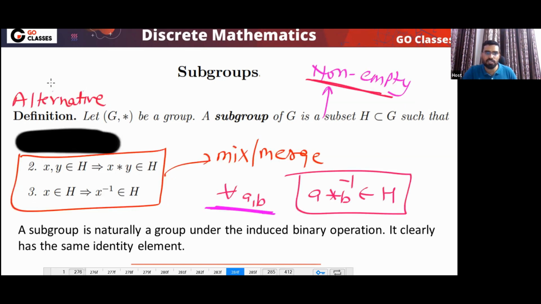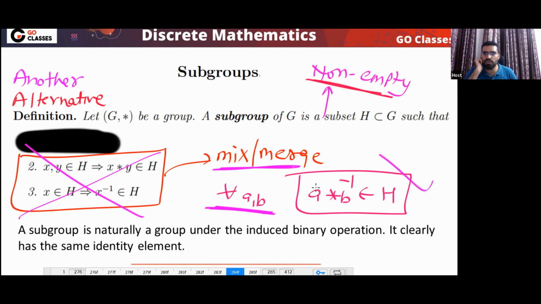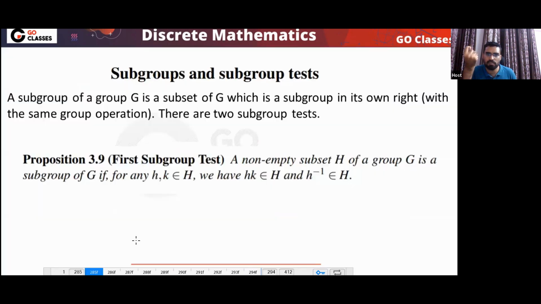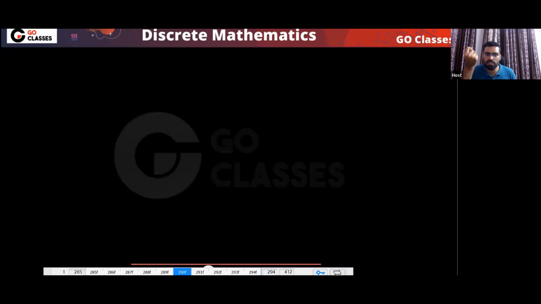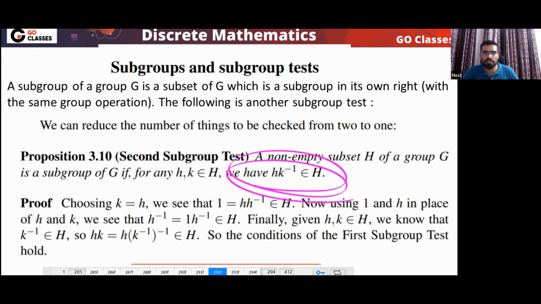So this is another alternative definition. What is it? Just remove this and merge them. These two things you merge, so only one thing you need to check, and what is that? For all a, b, a star b inverse belongs to H. Is this idea clear? Just merge these two. This is your alternative definition. Many people use only this definition. So just merge, and finally you will get this definition.